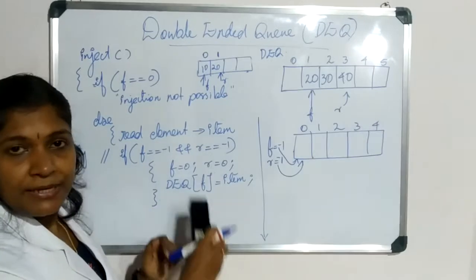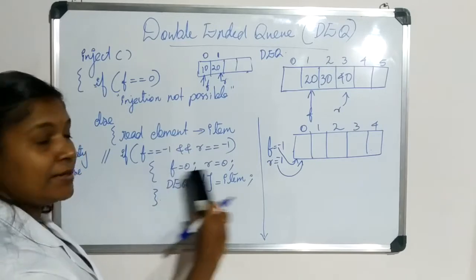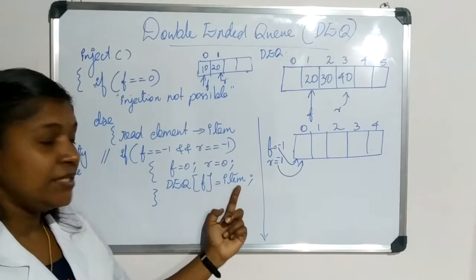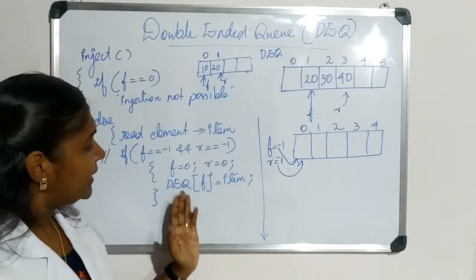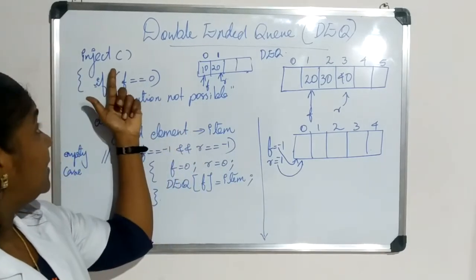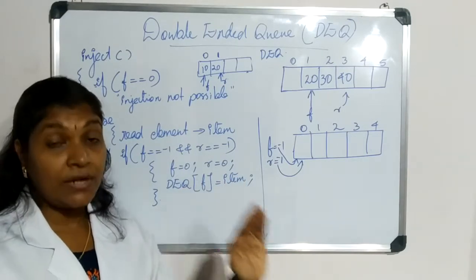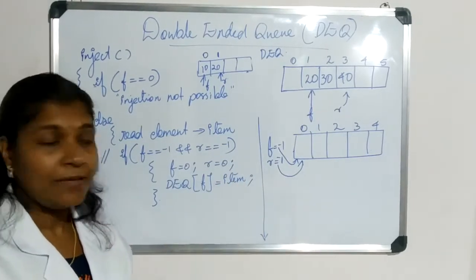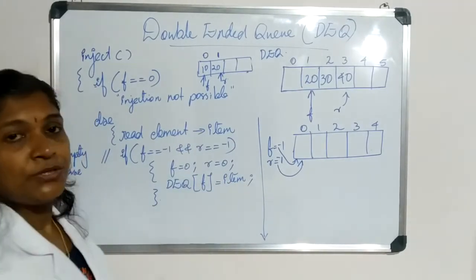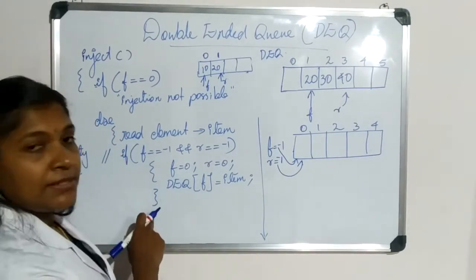You can provide F is equal to 0, R is equal to 0 as separate lines, but as the semicolon is there, there is no problem in mentioning it like this. Then, conceptually, dec of F is equal to item. Even if we provide dec of R is equal to item, the operation is correct. But as we are implementing the inject operation, what is inject? Insertion through the front end. So as that concept is being implemented, I am using dec of F is equal to item to perform the insertion through the front. That is the first case.